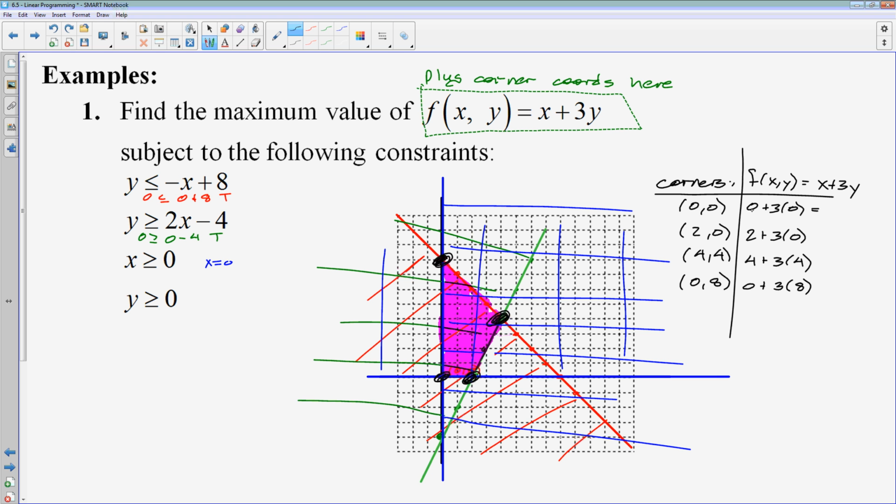And I work those out. 0 plus 0 is 0. 2 plus 3 times 0 is 2. 4 plus 3 times 4, that's 12 plus 4 is 16. And 0 plus 3 times 8 is 24.